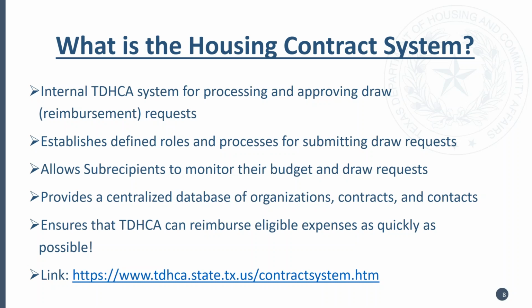It establishes roles and processes for who can submit a draw request, who has permission. It also allows you to monitor your budget and draw requests as we see it in our system. So you have your own books. You can also see what we're reporting on our end through the system. It also provides for us a centralized database of all the organizations we work with, the contracts they have, and who the contacts are at those organizations. And lastly, and perhaps most importantly, if everything runs smoothly through the system, it allows us to reimburse eligible expenses as quickly as possible. I put the link for this in the PDF of these slides as well as on our website.